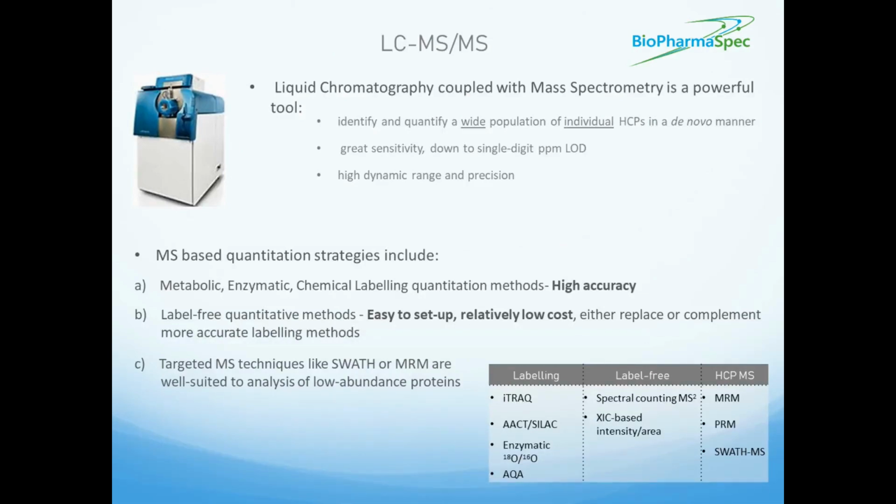So labeling methods provide greater accuracy for quantitating proteins of interest, but increasingly label-free approaches are employed to replace or complement labeling methods due to the ease of experimental setup and the relatively low cost. Label-free approaches typically identify a larger number of proteins with a wider dynamic range of detection. They're less expensive because no special media or expensive reagents are required, and the workflows are simpler and faster as there's no need to determine the labeling efficiency. And because in HCP analysis we're quantitating very low abundance proteins, targeted mass spectrometric techniques such as multiple reaction monitoring or SWATH have produced the best results for these types of studies, which is why they're frequently used in HCP-MS.